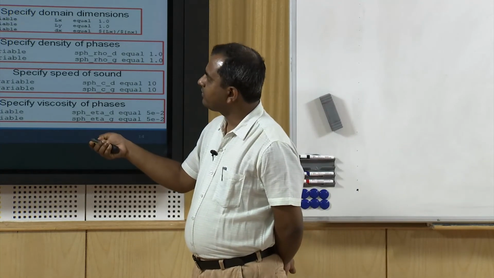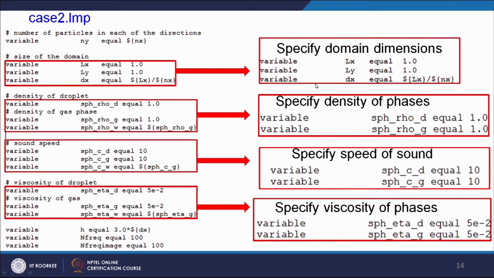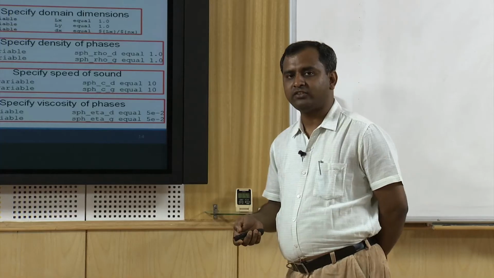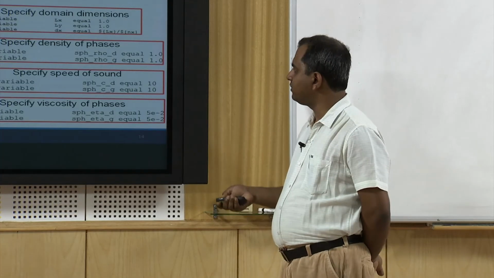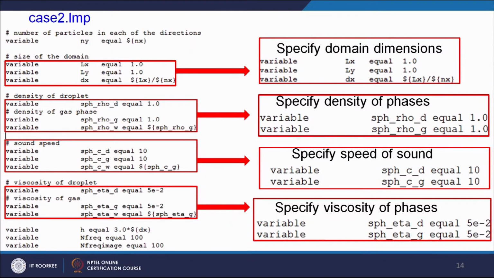Here similarly, we have given the density of the droplet. You see we have two things over here, SPH rho d and SPH rho g. Initially we have given those values as 1. Similarly, here we have the speed of sound, SPH CD. C means speed of sound, because we have seen that speed of sound is very important, at least for the von Neumann-Richtmyer artificial viscosity. So, we have given those values as 10. Here we have given the viscosity of the droplet. You see the viscosity is written as eta, so eta d and eta g. Initially we have given those values as 5 into 10 to the power minus 2.